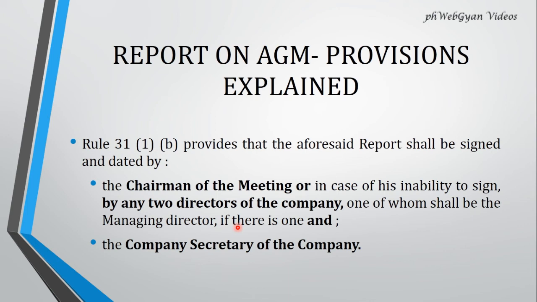So first of all, it has to be signed and dated by the chairman of the company. If he is unable to sign and date that report, then by any two directors of the company, one of these directors has to be the MD if the company is having one. If there is no MD in the company, then only two directors signing the report would be sufficient, only on the inability of the chairman to sign the report. Now, the word used is "and", which means apart from this, the company secretary of the company also has to sign this report. Correct? So let's move forward.